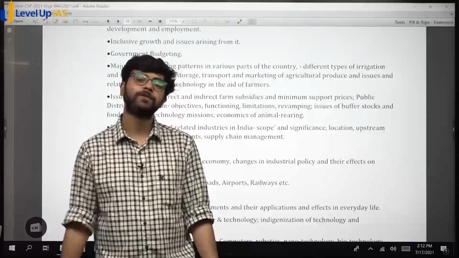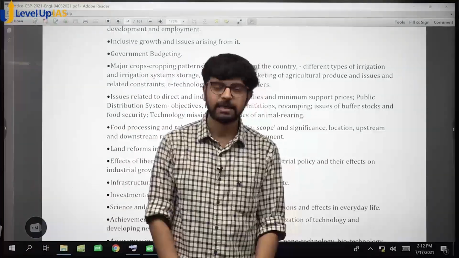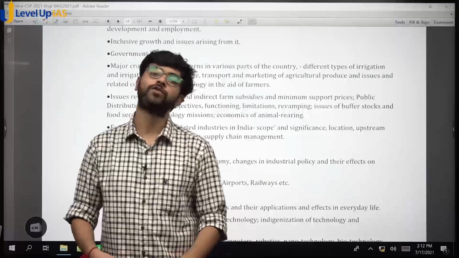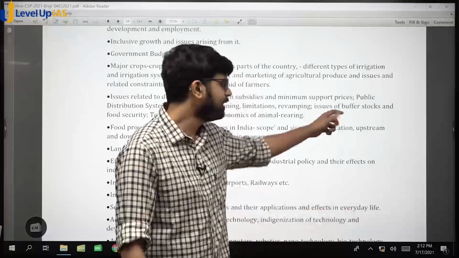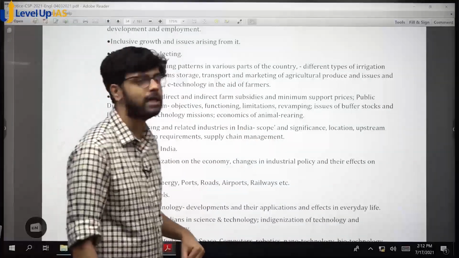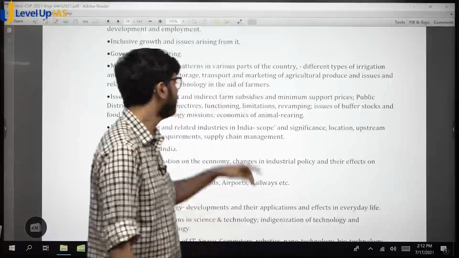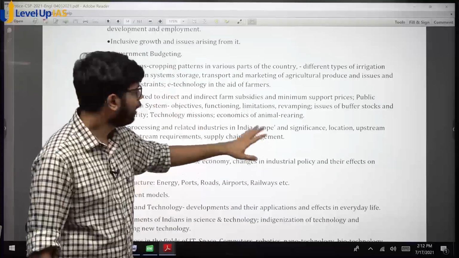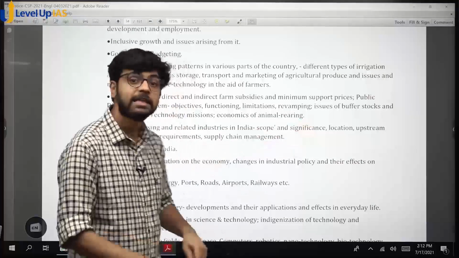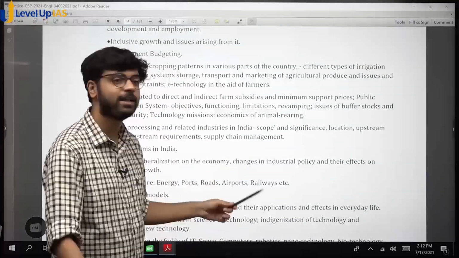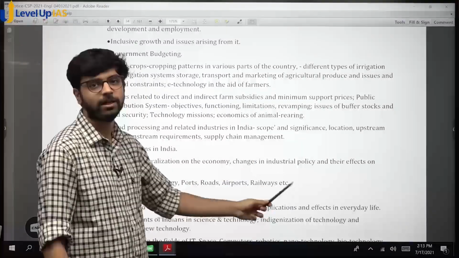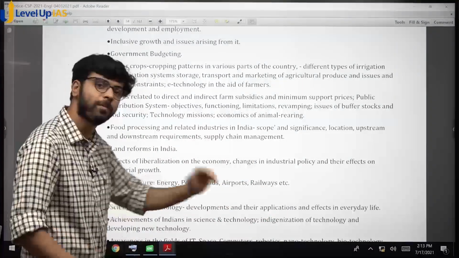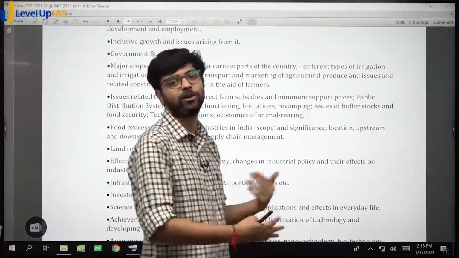PDS, objectives, functioning, limitations, revamping. Then issues of buffer stock and food security. We might tend to forget this. Then technology mission. So every time there is technology. And economics of animal rearing. I hope you understand, this is where they are explaining what the agri syllabus is. The entire agri syllabus is actually economics of agriculture, the money side of agriculture.